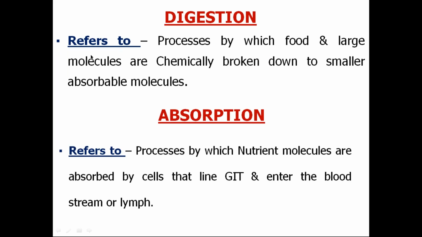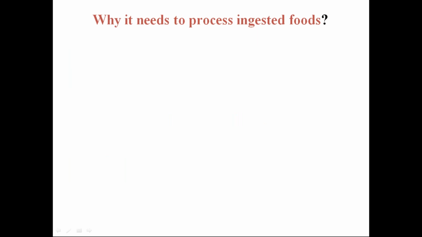Digestion refers to the process by which food and large molecules are chemically broken down to smaller absorbable molecules. Absorption, I've already told you, is entering the bloodstream from the GIT or from the GI lumen. Okay. So why do we actually need to process the food which we ingest? Why is it required?